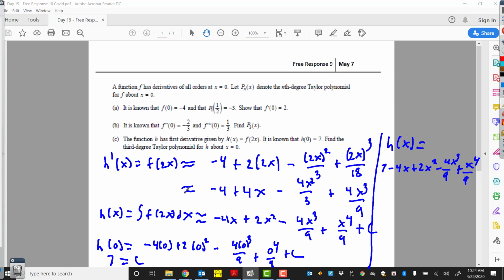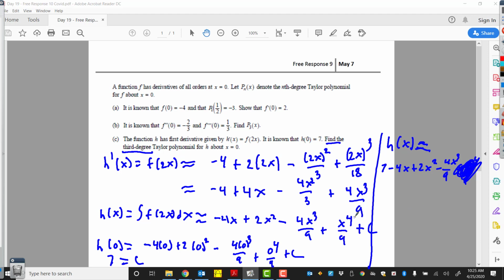But this is where they get people. And this would probably only be 1 point, but this is not our final answer. Because we have to remember what it asked us. Find the third degree Taylor polynomial. Our polynomial is currently 4th degree. So we need to eliminate this term for our final answer. And there's our final answer. 7 minus 4x plus 2x squared minus 4x cubed over 9.